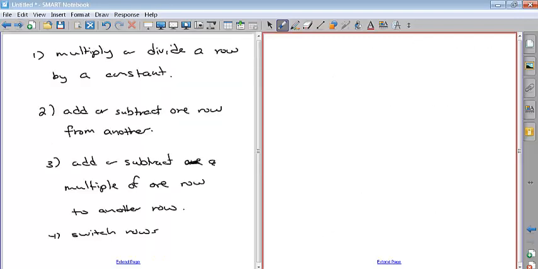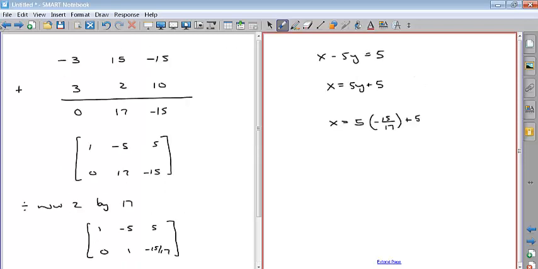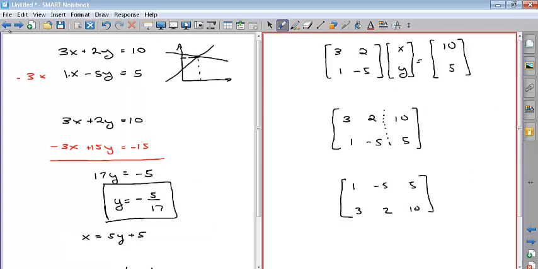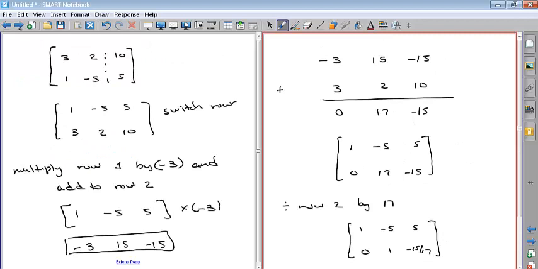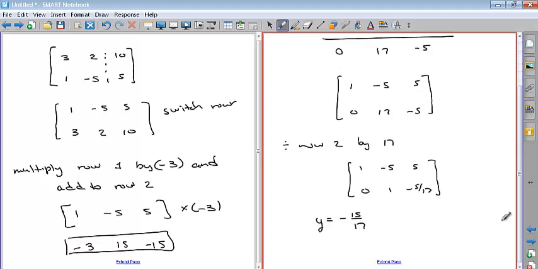And what did I just get before? I got 5 17ths, not 15 17ths. So let's see if I made a mistake here. Oh yeah, it's right here. I made a mistake. When I added these two together, I should have gotten -5 here. So this should be -5, and so that should be -5 17ths. And so y is equal to -5 17ths, not 15 17ths.